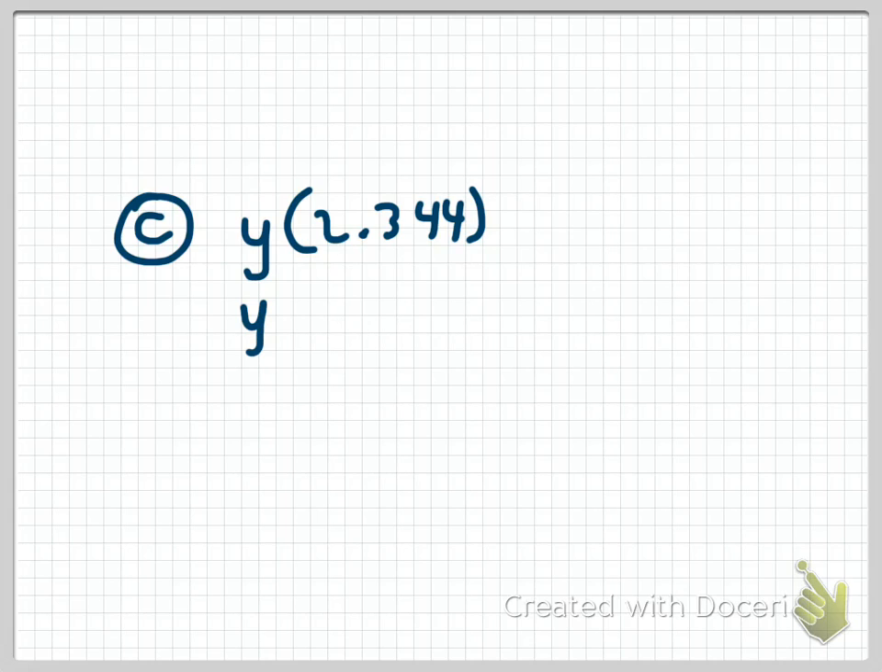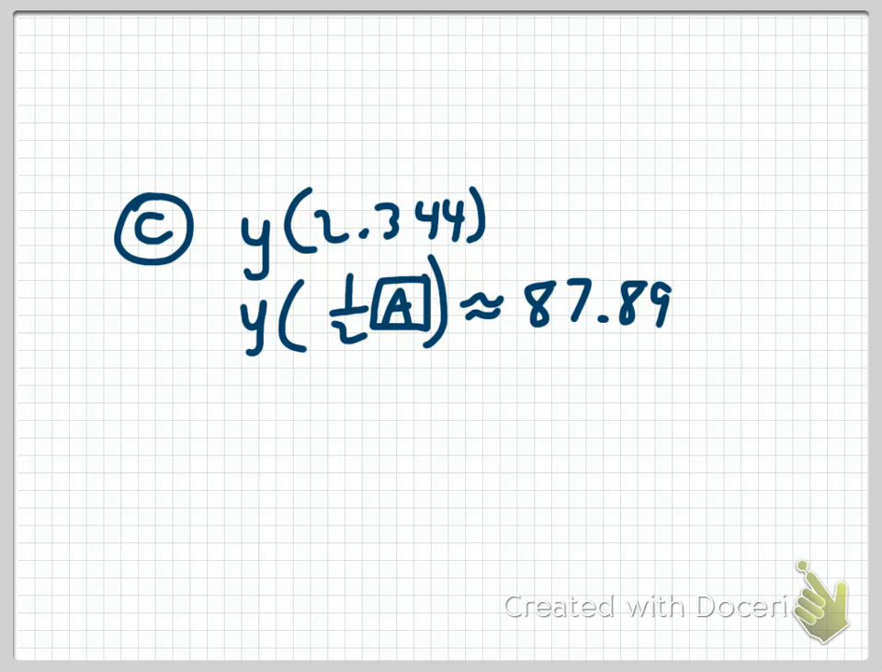So to find the answer for part C, we want to take the y of 2.344. In fact, a better approximation would be y at 1/2 of the value that we plugged in. It's really kind of hard to explain this without showing you on the graphing calculator. I'd like you to see if you can get this value on the graphing calculator. We'll finish this example up in class. The answer is 87.89 feet. So you take your y1 and plug in 1/2 of A, and you should get that.